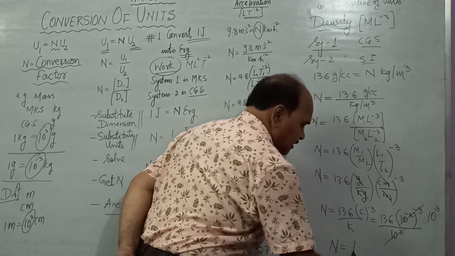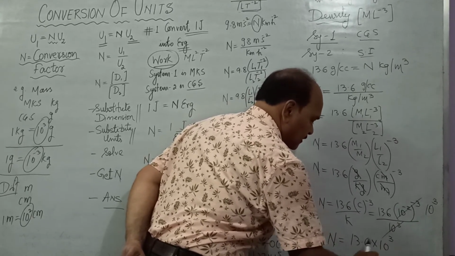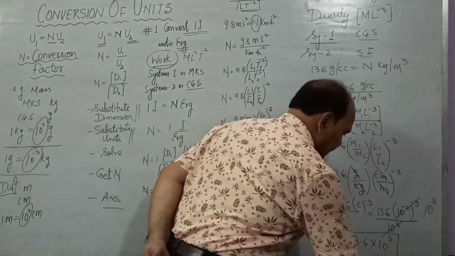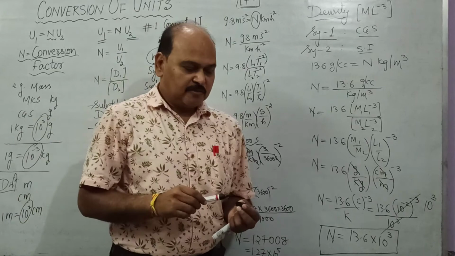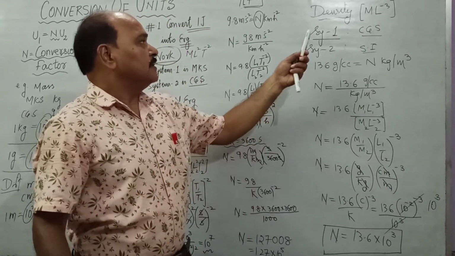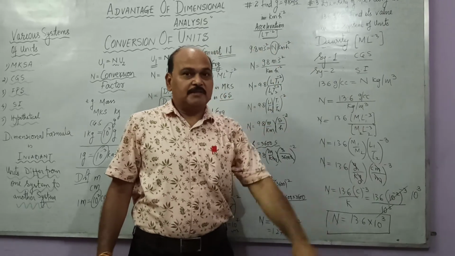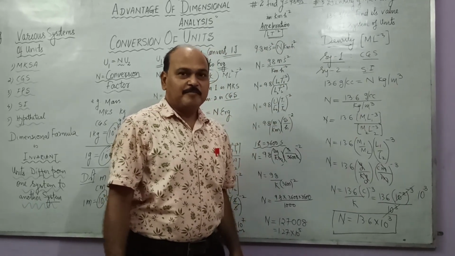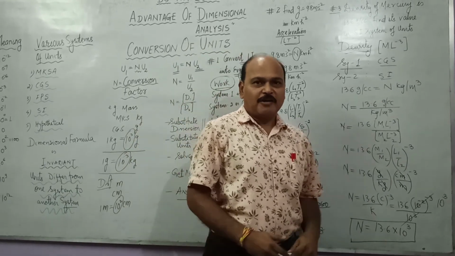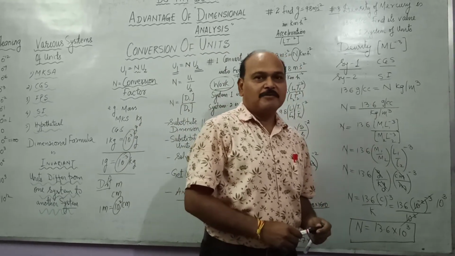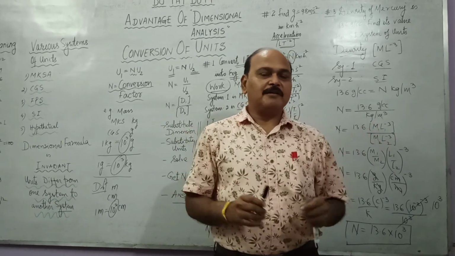So what is this? 13.6 into 10 to the power 3. This is the value of density of mercury in SI system. So 13.6 gram per cc is 13.6 into 10 to the power 3 kilogram per meter cube. So that's how we bring about conversion. So I hope you all can bring about such conversions, and this is not very difficult.